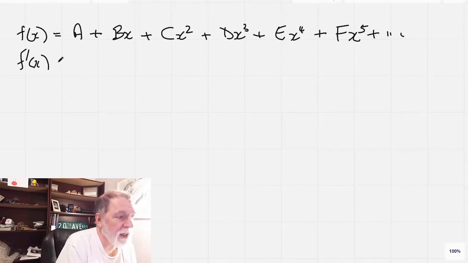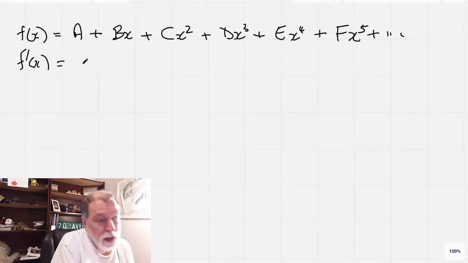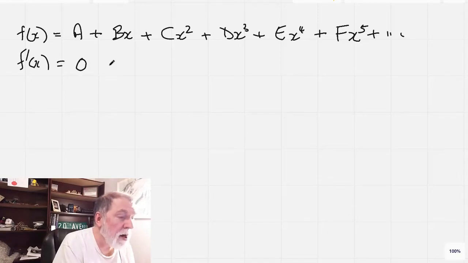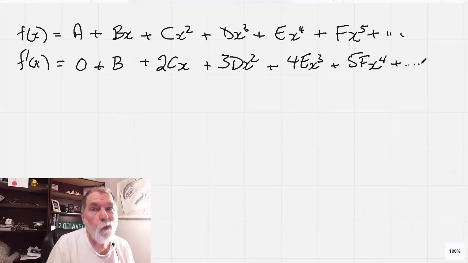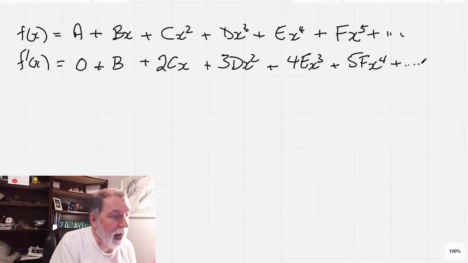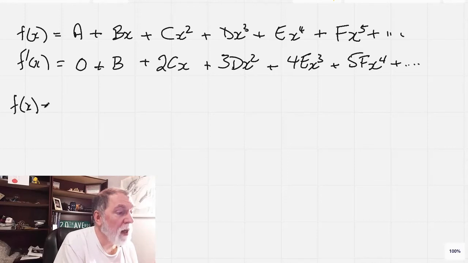f prime of x: a, the derivative of a constant, is 0, plus the derivative of bx is b, plus the derivative of cx squared, 2cx, and so forth. What if we want f of x to equal f prime of x?